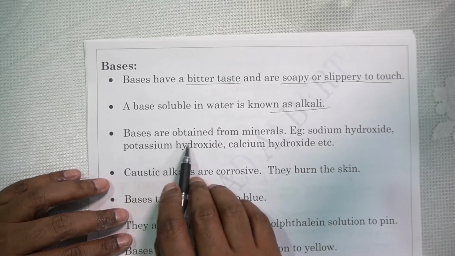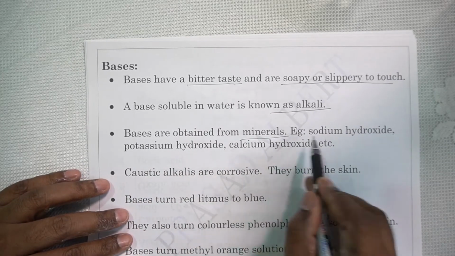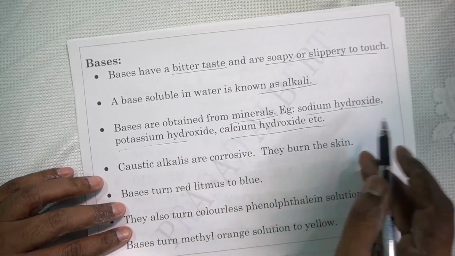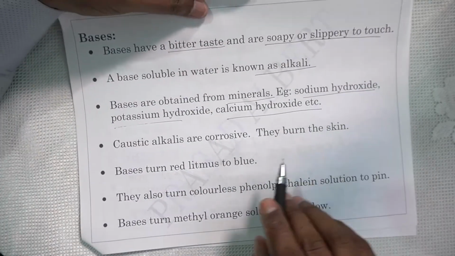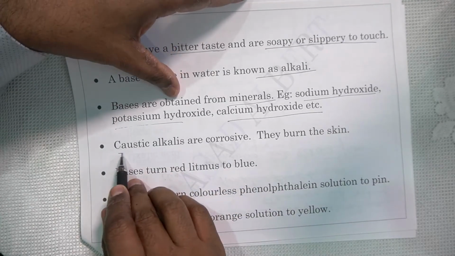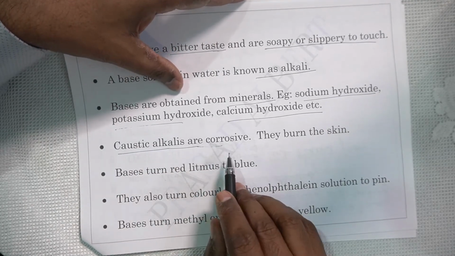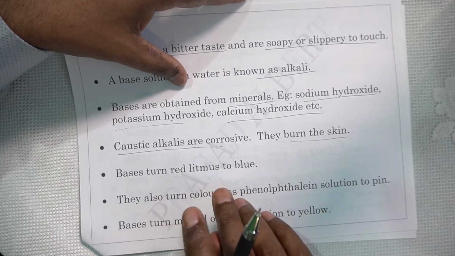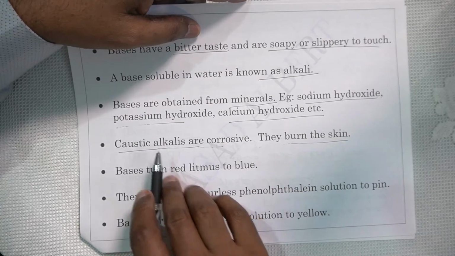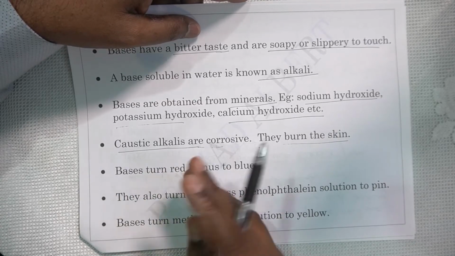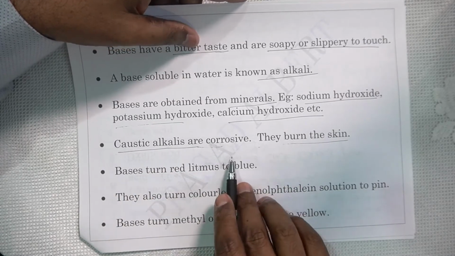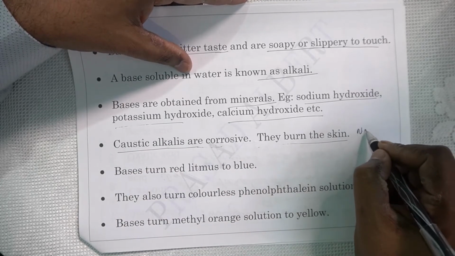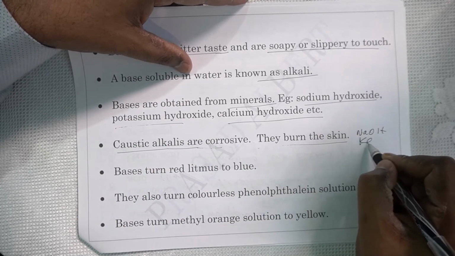And bases are obtained from minerals. Example, sodium hydroxide, potassium hydroxide, calcium hydroxide. These are important bases. And caustic alkalis are corrosive. Caustic means producing heat. They burn the skin. Caustic means any substance that produces heat when coming in contact with water or moist hands. So that is called caustic alkalis. Example of caustic alkalis are sodium hydroxide, NaOH and KOH.